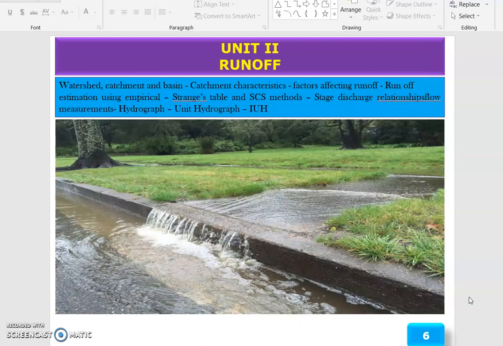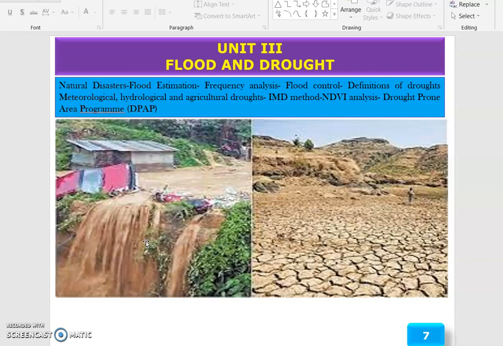Unit 2: runoff, watershed, catchment and basin, catchment characteristics, factors affecting runoff, estimation using empirical Strange's table and SCS method, stage discharge, radio-isotope flow measurement, hydrograph, unit hydrograph, IUH. Unit 3: flood and drought, natural disaster, flood estimation, frequency analysis, flood control, definition of droughts, meteorological, hydrological and agricultural droughts, IMD method, NDVI analysis, drought prone area programs.